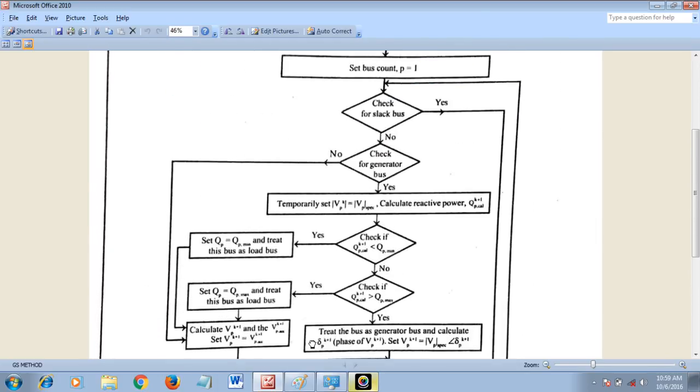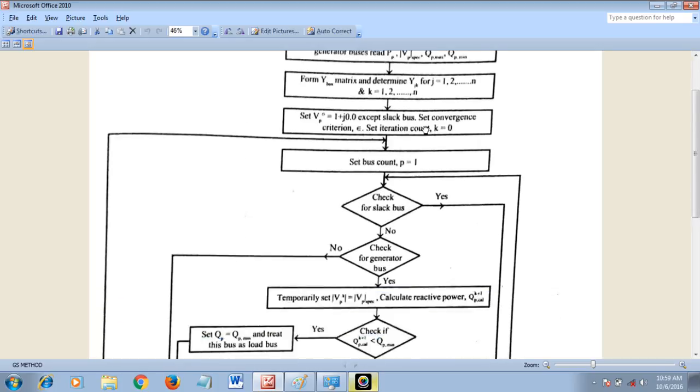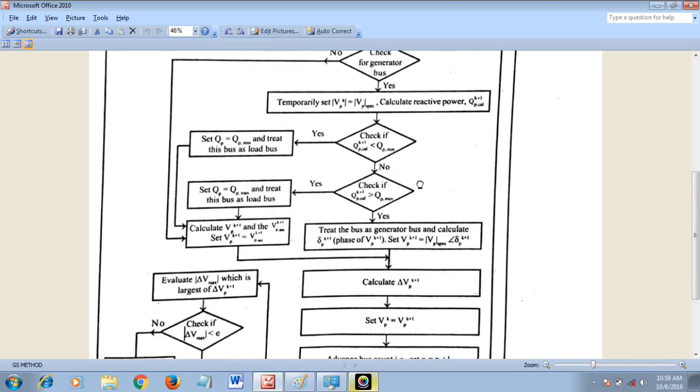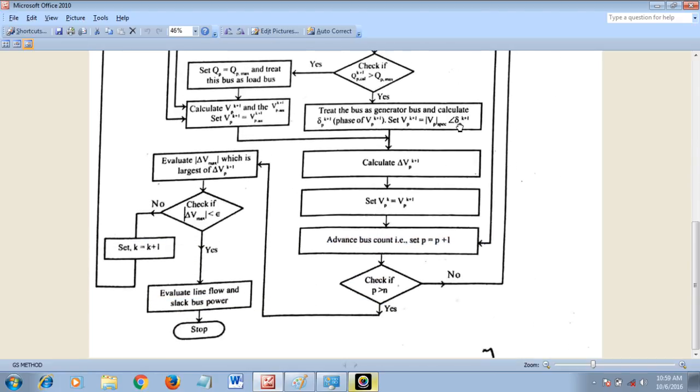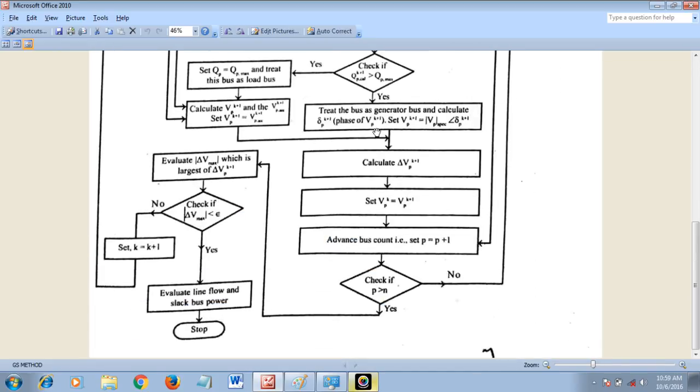In this manner you have to calculate the load flow analysis for your entire power system. The main motive of this system is whether the real and reactive power flow is utilized in the proper way in your power system or not. It is the main motive of this flow chart. So it is one of the important questions from the university point of view.